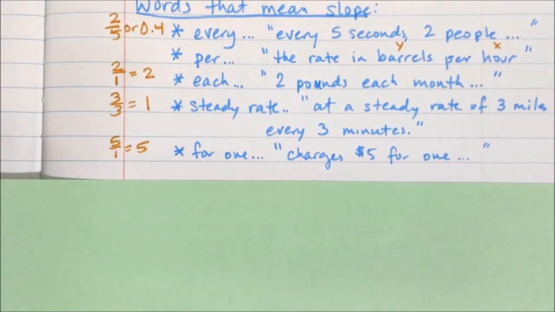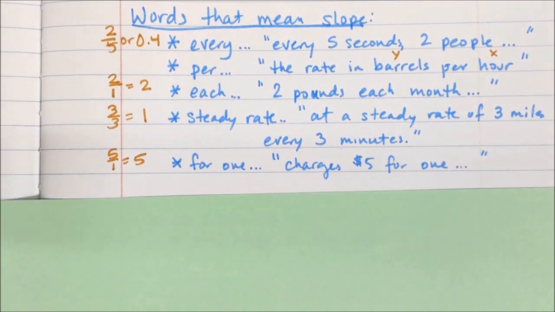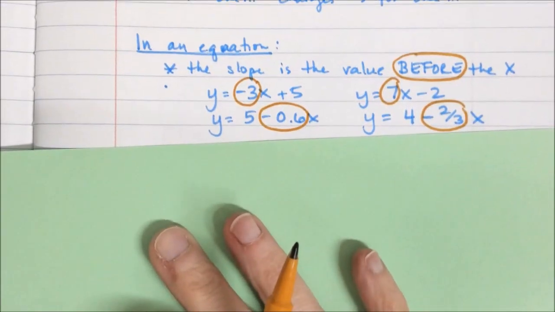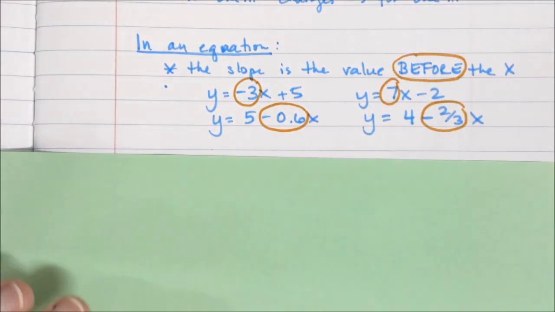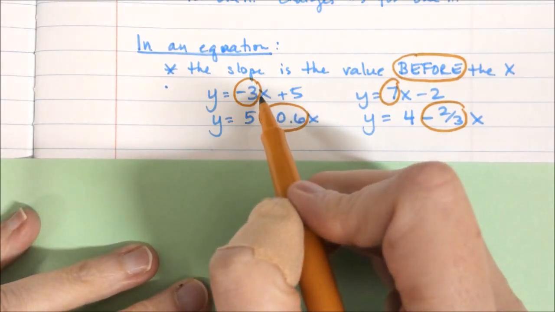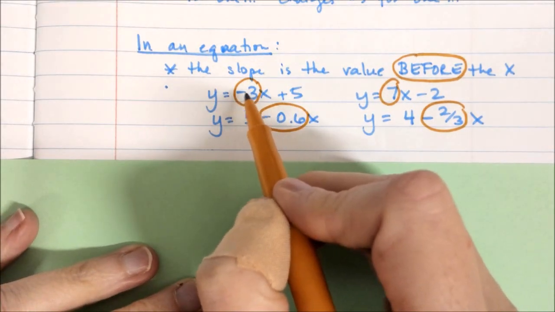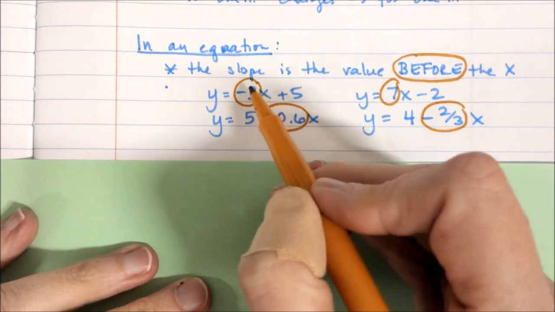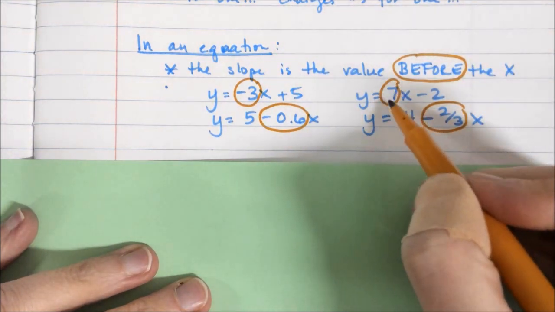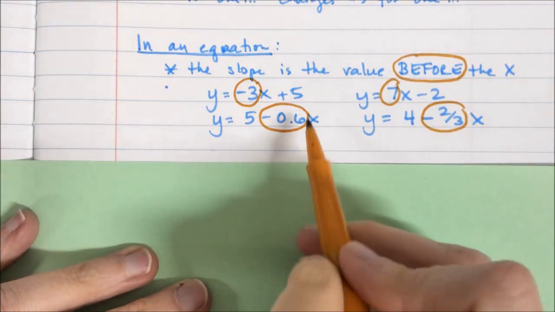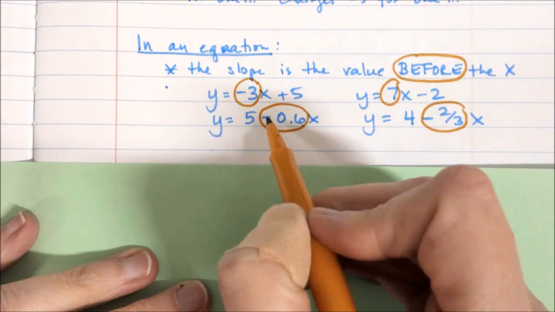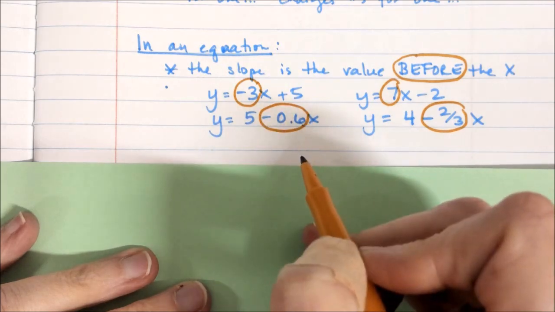Okay, so those are words that tell me I'm dealing with slope. Now, I know we haven't talked about this yet, but it's so easy, I really wanted to go over it. When we look at an equation, the slope is the value before the x. So literally, you look at whatever's in front of the x and circle it, the number and the sign. So right here, there's a -3 in front of it, so the slope is -3. Here there's a 7 in front of the x, so it's 7. Now for this one, I don't have it written in the same order, but I'm still looking at what's in front of the x. So I'm going to take the number and the sign. So it's -0.6 is my slope.